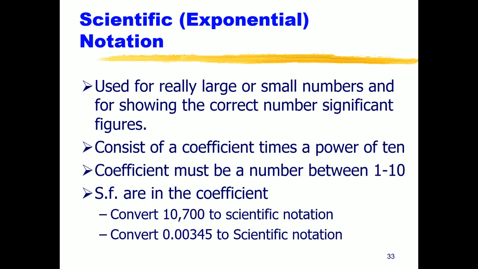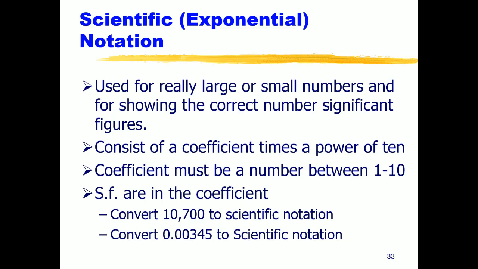But the main thing is that you're going to be moving the decimal such that there is only one non-zero digit to the left of the decimal, and then everything else is after that. And then you have times 10 to whatever, and that exponent is how far you move the decimal to get to that.